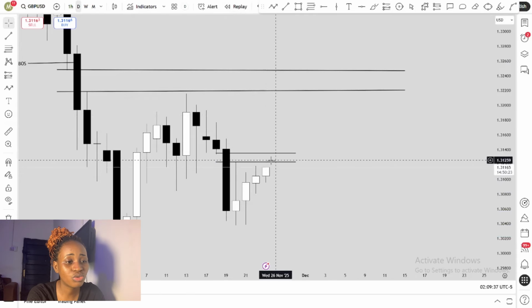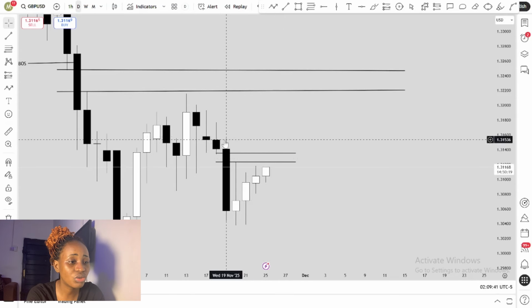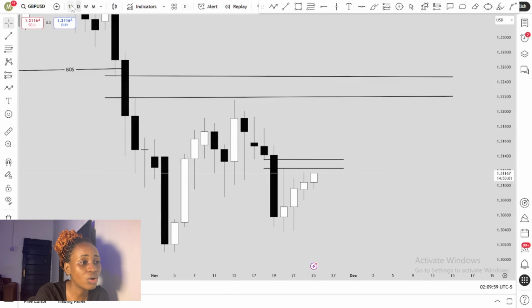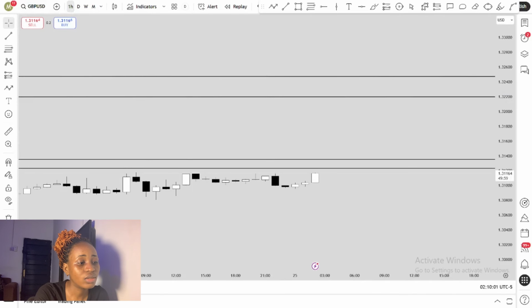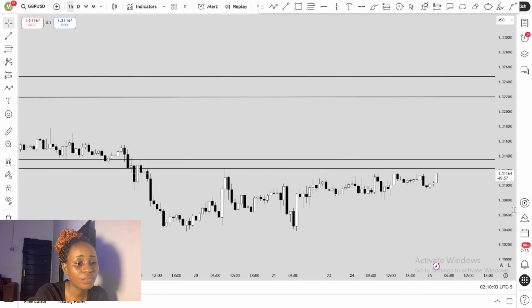I want to see if price will trade into this level, maybe respect it and continue to the downside, because if we look closely, we have this candle here, the high of this and the low of this, and price is still inside this candle. Okay, so from here I'll go to 1 hour time frame.